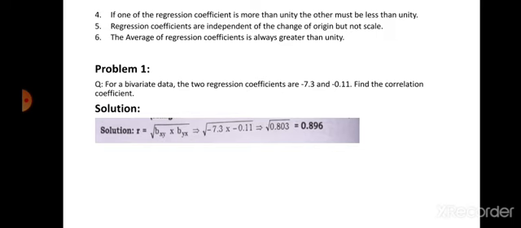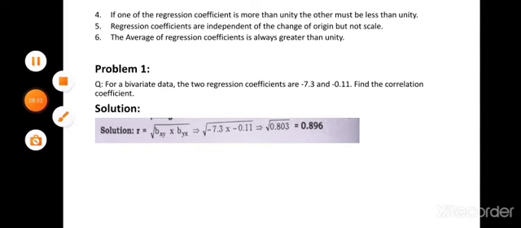r equals the root of bxy into byx, which is the square root of minus 0.73 into minus 0.11, which is the square root of 0.803, which is 0.896. But even though you get 0.896 as the value, as both the regression coefficients are negative, you have to take a negative sign for the correlation. Minus 0.896 is the answer.